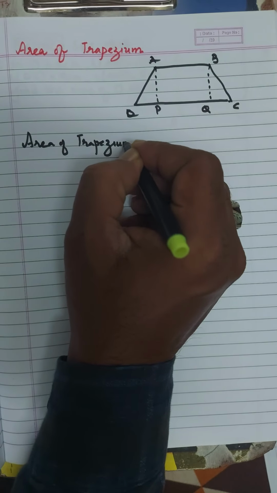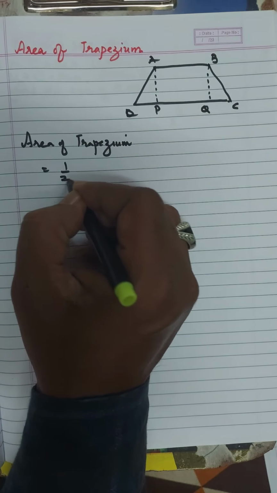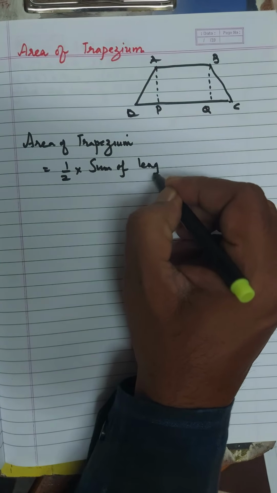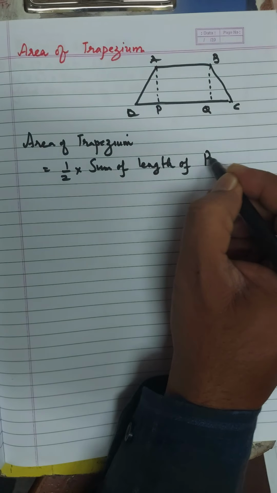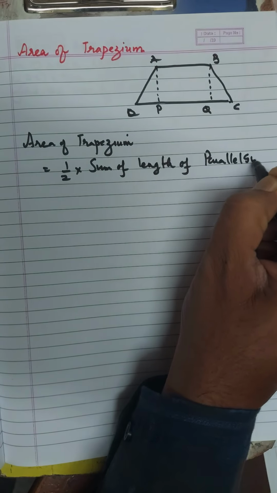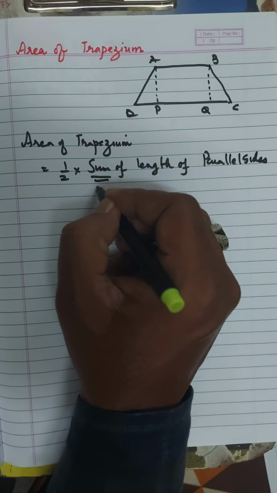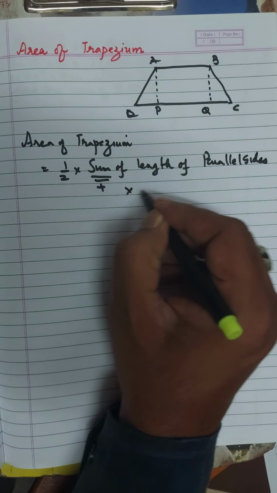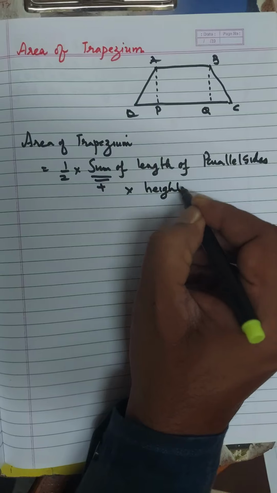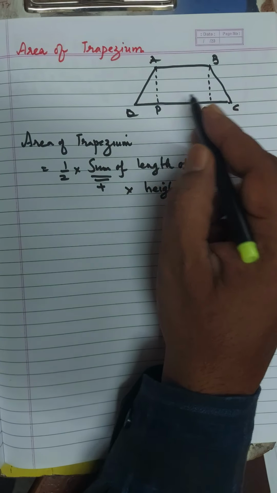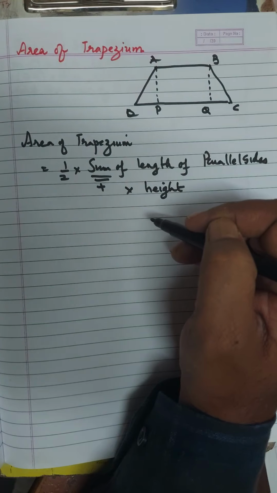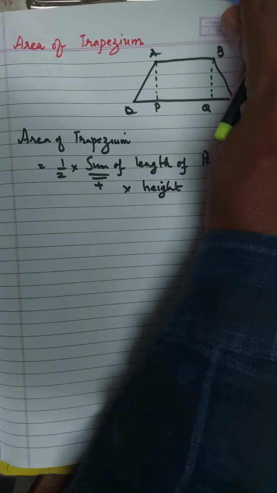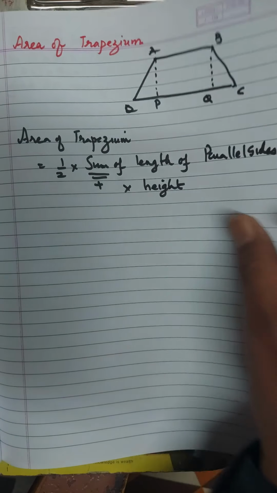Area of trapezium is equal to 1 upon 2 into sum of length of parallel sides. Sum means plus here, and the parallel sides are AB plus DC, into height. So we have height here, AP and BQ. We can put the values here and take out the answer also. Now it's very easy and very important. You have to learn all the formulas by heart. It's very important from the exam point of view.